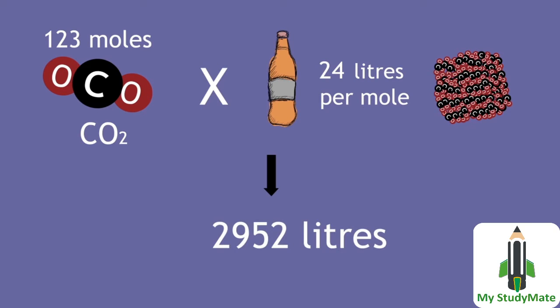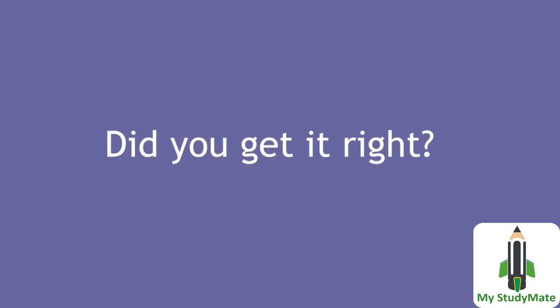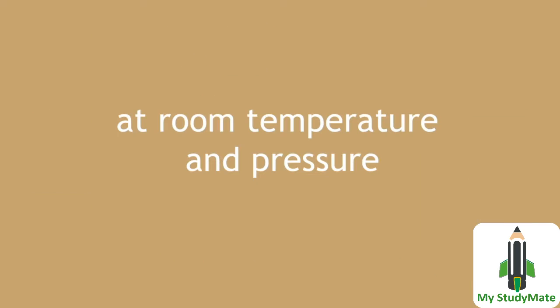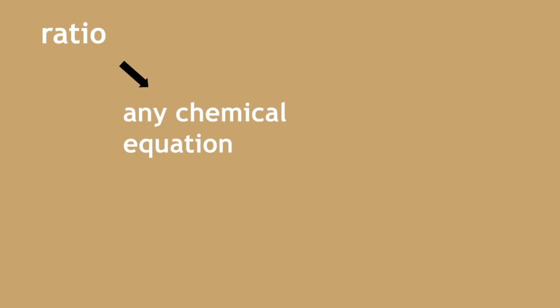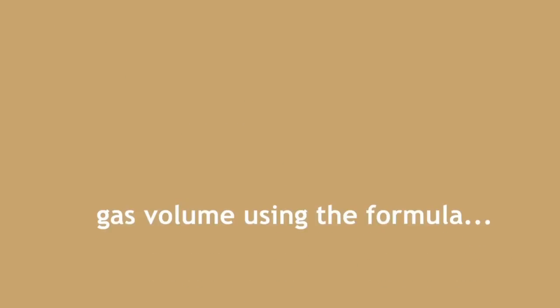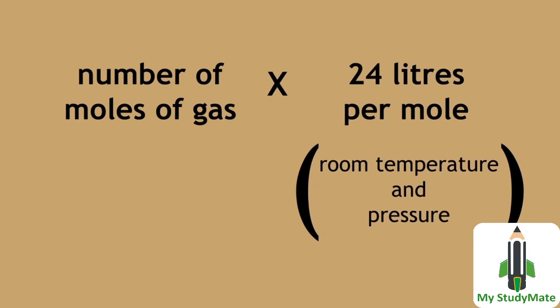In summary, the molar volume of any gas is always 24 liters per mole at room temperature and pressure. Using the example provided, you can use the ratio from any chemical equation to tell you the number of moles of gas produced from the reactants. This means you can always calculate the gas volume using the formula number of moles of gas times 24 liters per mole at room temperature and pressure.